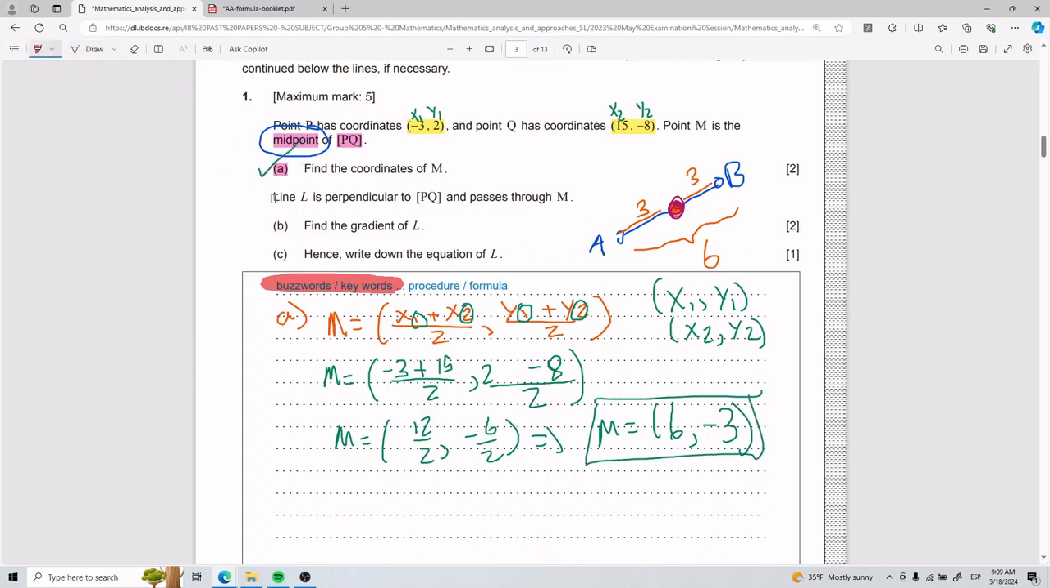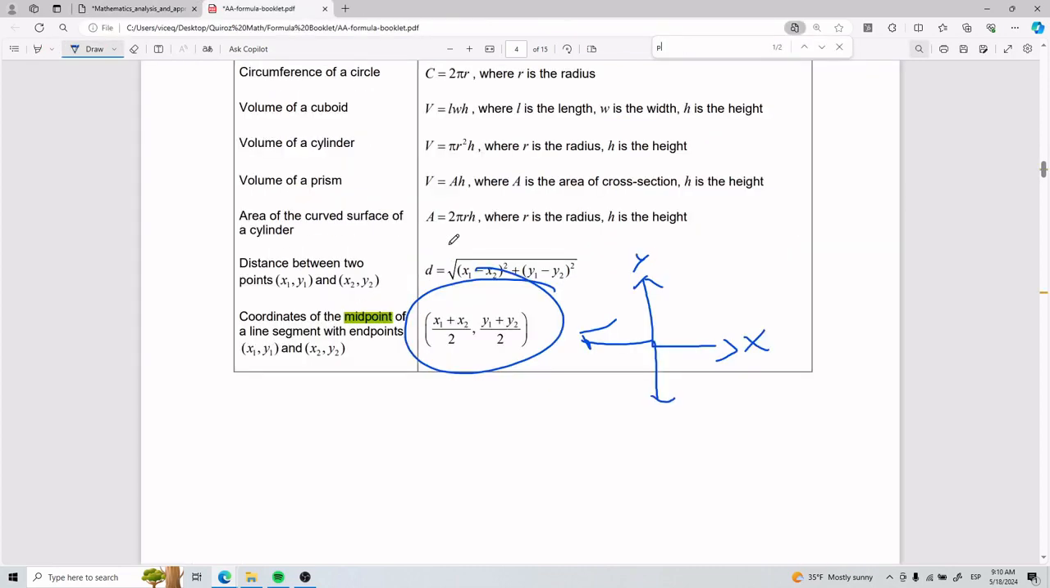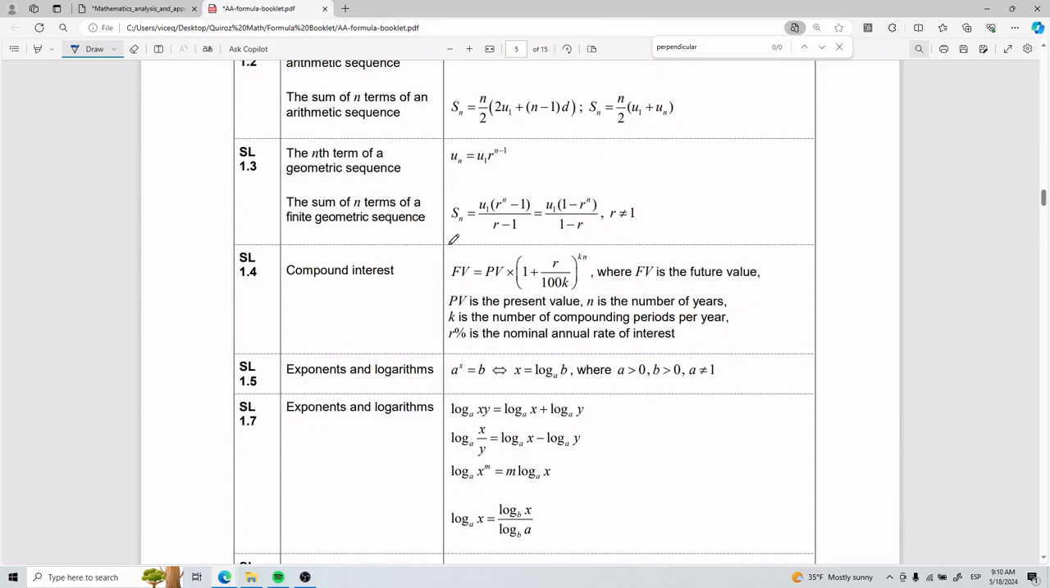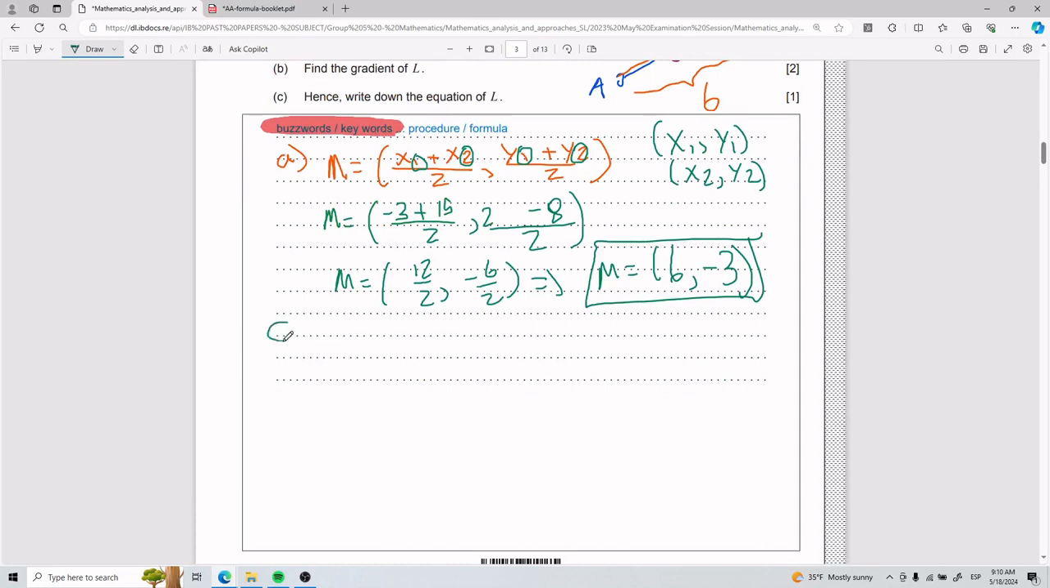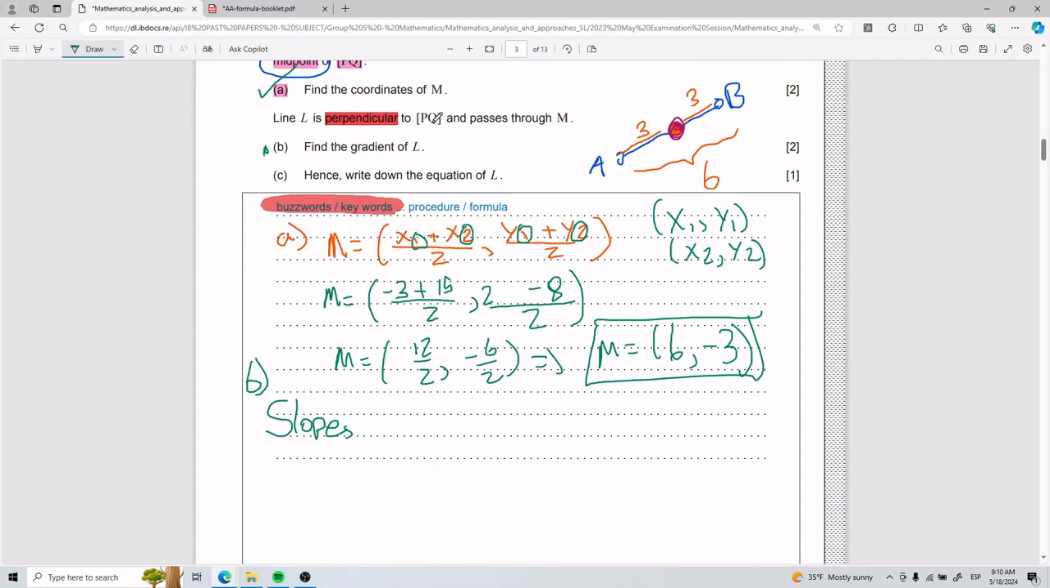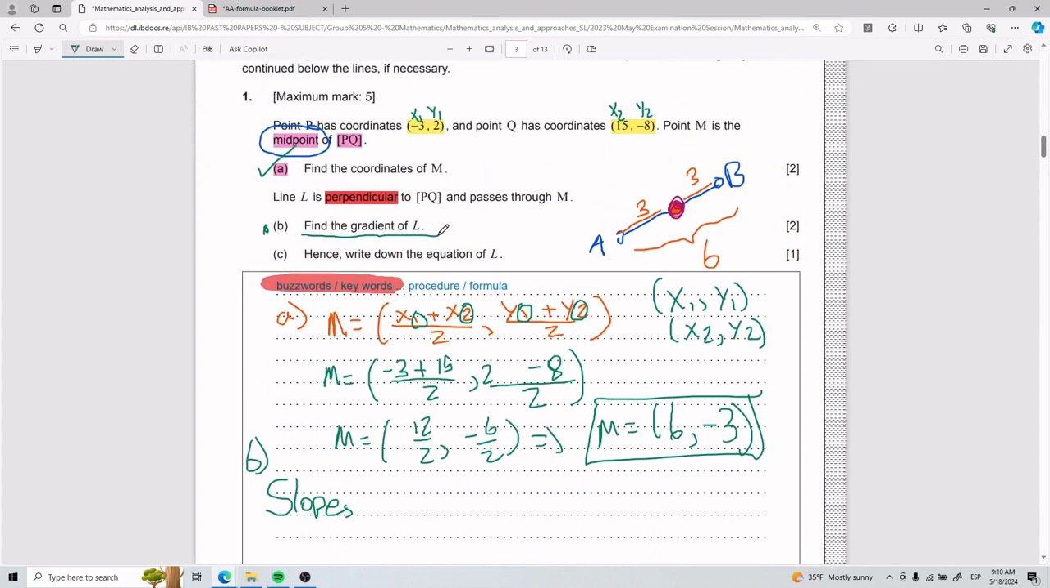Later on, they tell us that line L is perpendicular to PQ and passes through M. So which is the keyword here, you guys? The keyword here is perpendicular. Now, for perpendicular, I don't think it's in a formula booklet. No, it's not. So this is something you have to sort of learn by heart. Perpendicular makes reference to slopes. And so the two types of slopes that you can encounter, because for part B they ask, find the gradient of L.